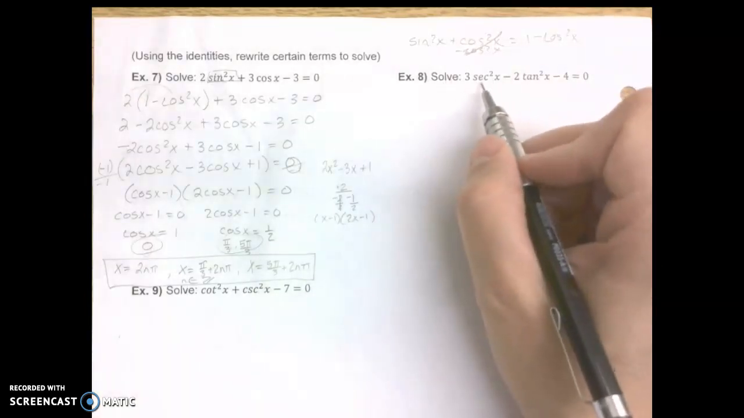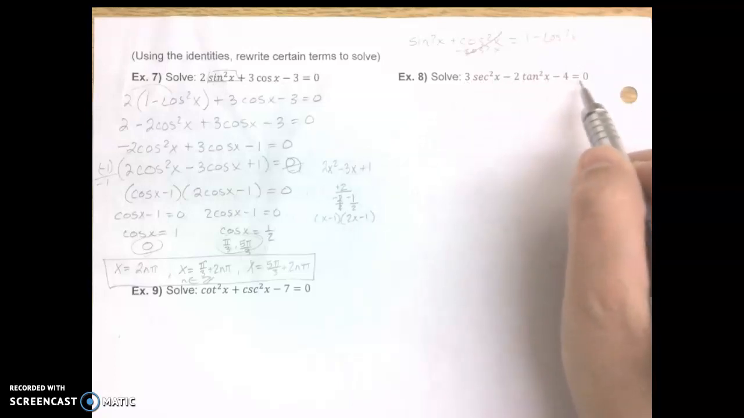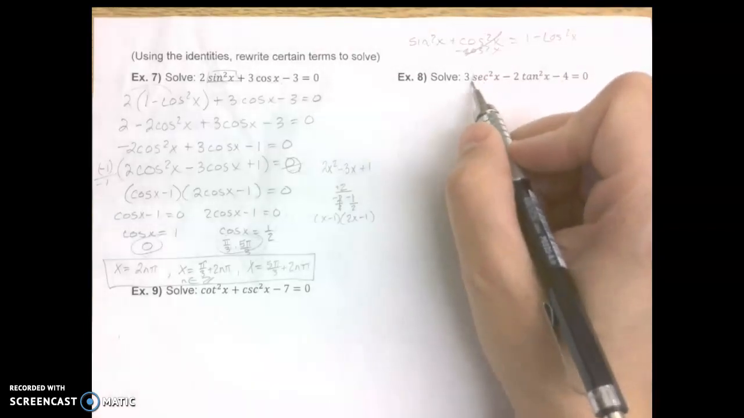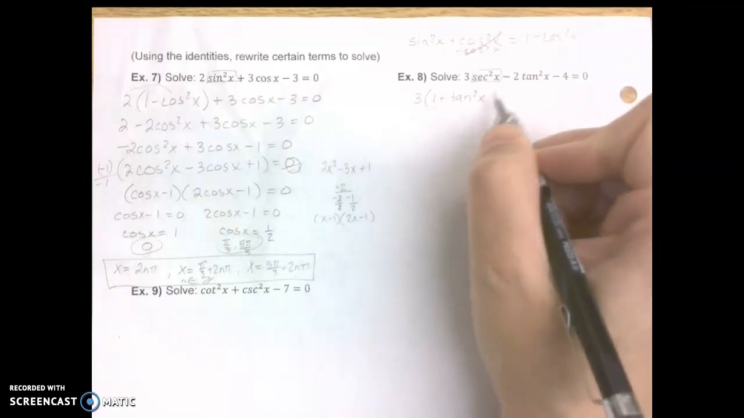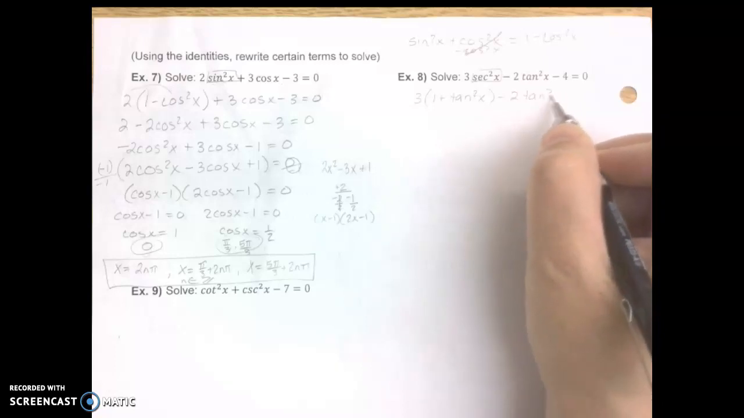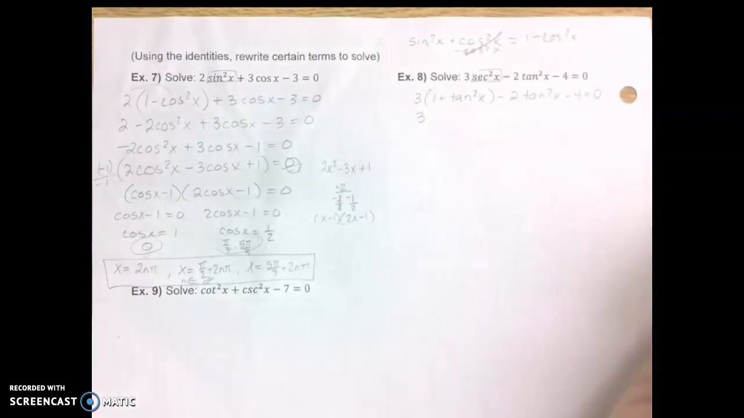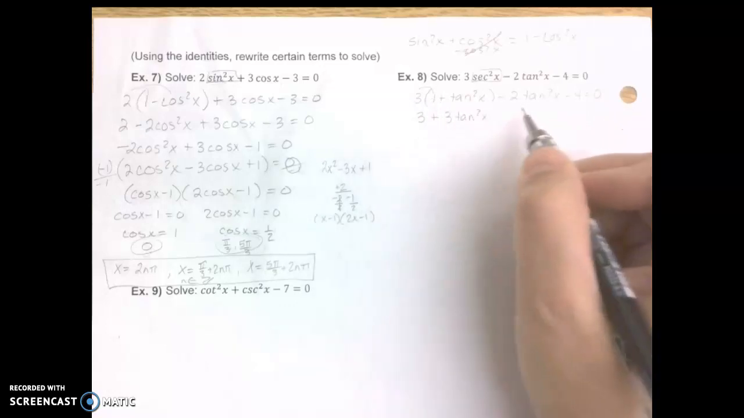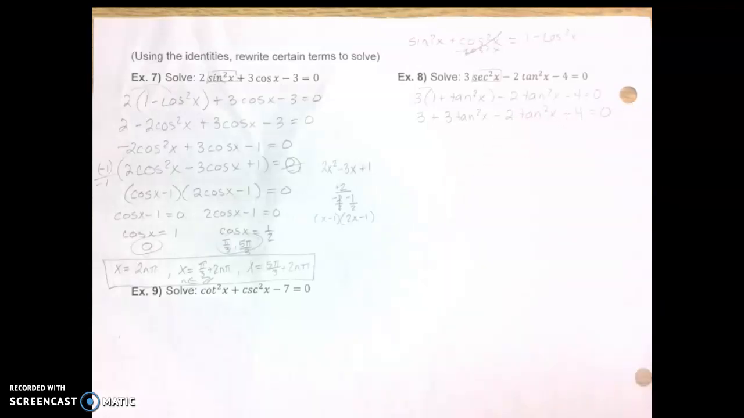Okay, the next one, it looks like I have 3 secant squared x minus 2 tangent squared x minus 4. I have an option. I can choose one or the other. I know that secant squared x is 1 plus tangent squared x. Okay, so when I go through and distribute, I have 3 plus 3 tangent squared x minus 2 tangent squared x minus 4 equals 0.